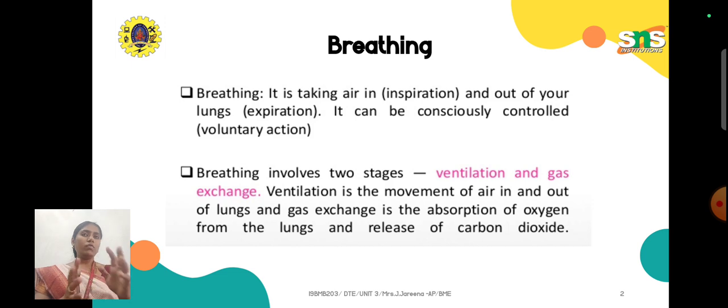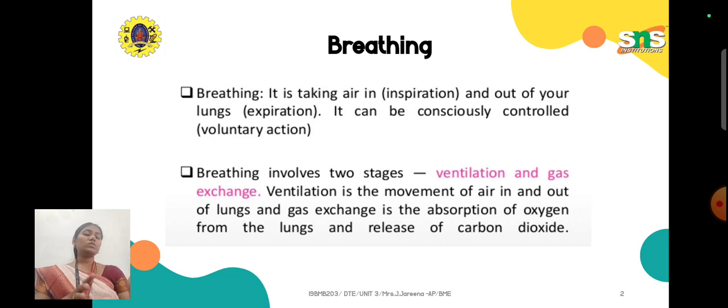As I said before, breathing involves two major stages. One is ventilation, another one is gas exchange. Ventilation is just inhaling and exhaling. That's all. A certain amount of air is getting inside your body, and a certain amount of air is getting outside of your body. So this is what ventilation is.